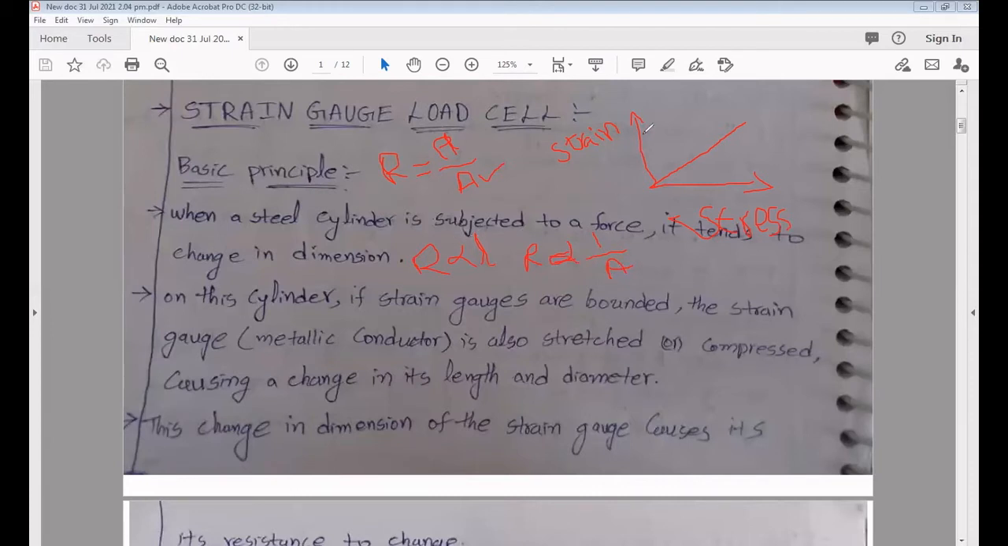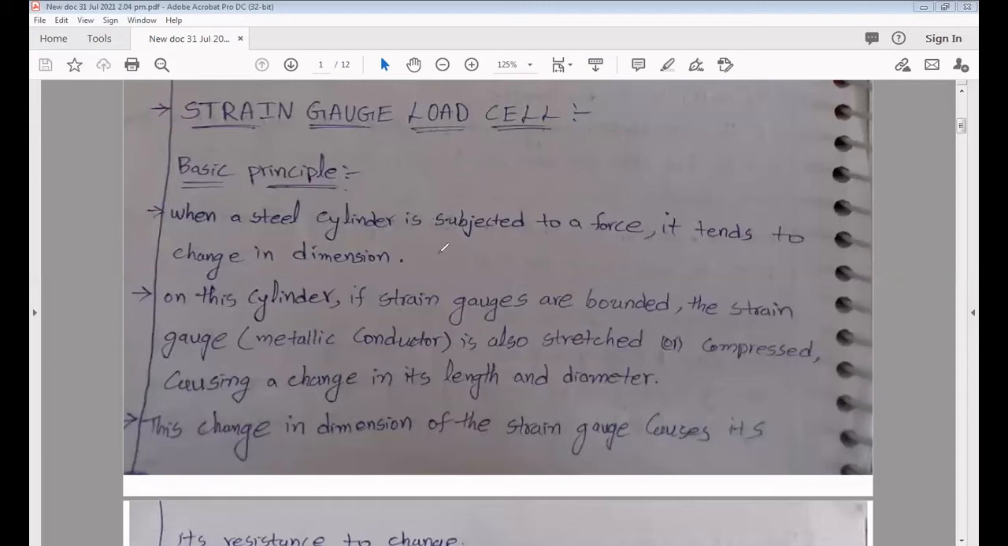Because of that, the basic principle of the strain gauge load cell is this: whenever a steel cylinder is subjected to a force, either compression or stretching, due to that force there is a change in the dimensions of that particular material. Whatever material we are taking, whenever we apply a certain force or compression on it, automatically its dimensions will change.